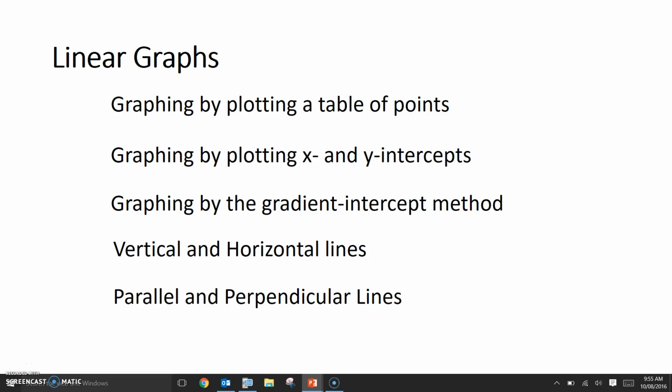Hi everyone. This is a video in my basic algebra series about plotting linear graphs. I'm going to show you 3 different ways we can plot them, and then talk about a few special cases. There's quite a lot in this video, so I'll go pretty quick, so make sure you pause it and rewind it if you need to.